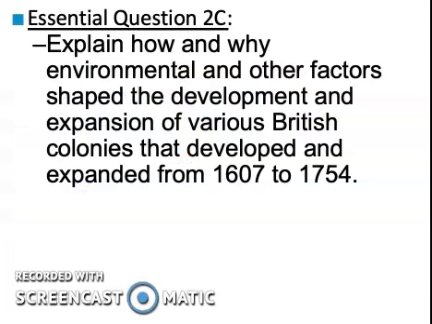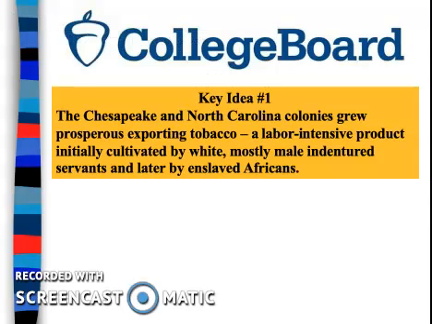So that brings us to our central question: explain how and why environmental and other factors shape the development and expansion of various British colonies that developed and expanded from 1607 to 1754. And the first key idea is dealing with the Chesapeake and North Carolina, as those colonies grew prosperous exporting tobacco, a labor-intensive product initially cultivated by white, mostly male indentured servants, and later by enslaved Africans. So we want to understand how this region is going to develop.